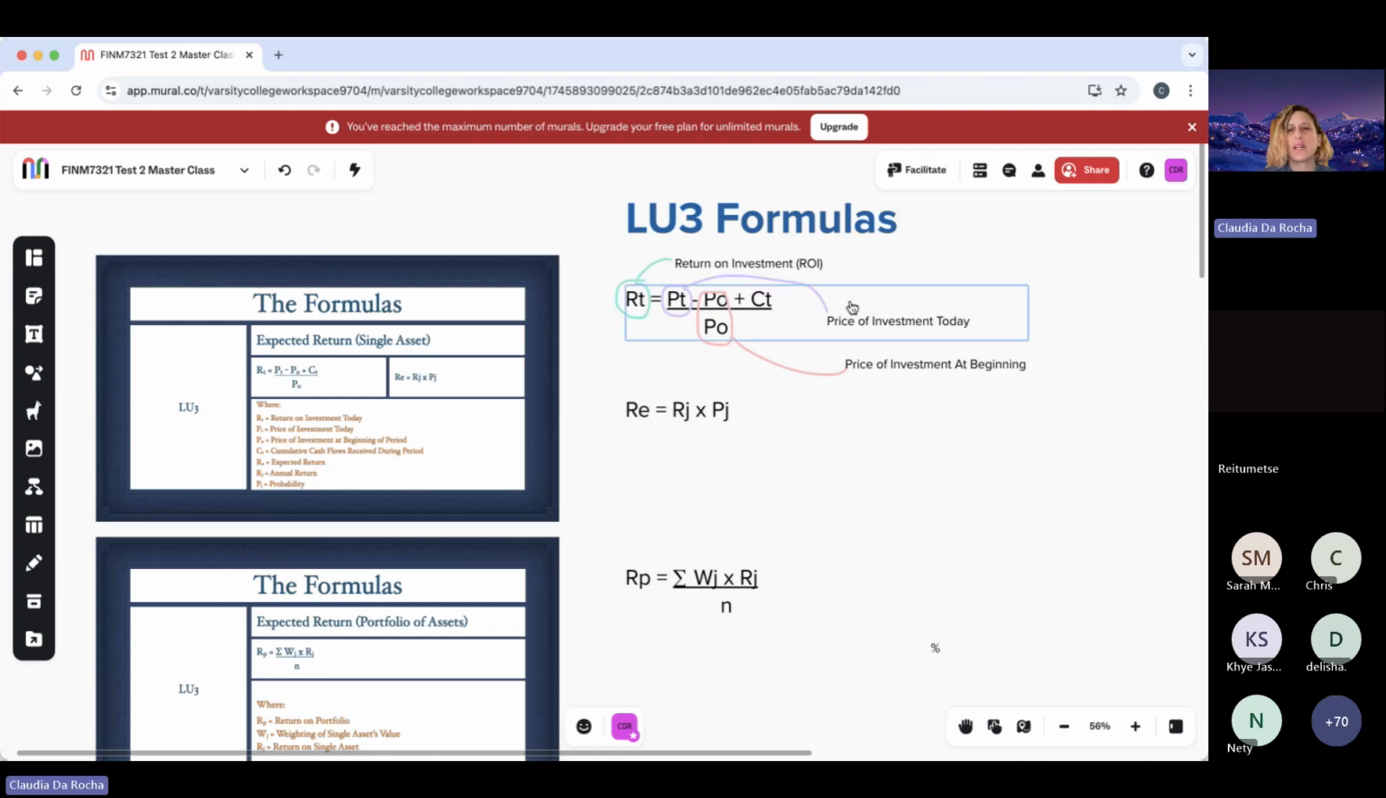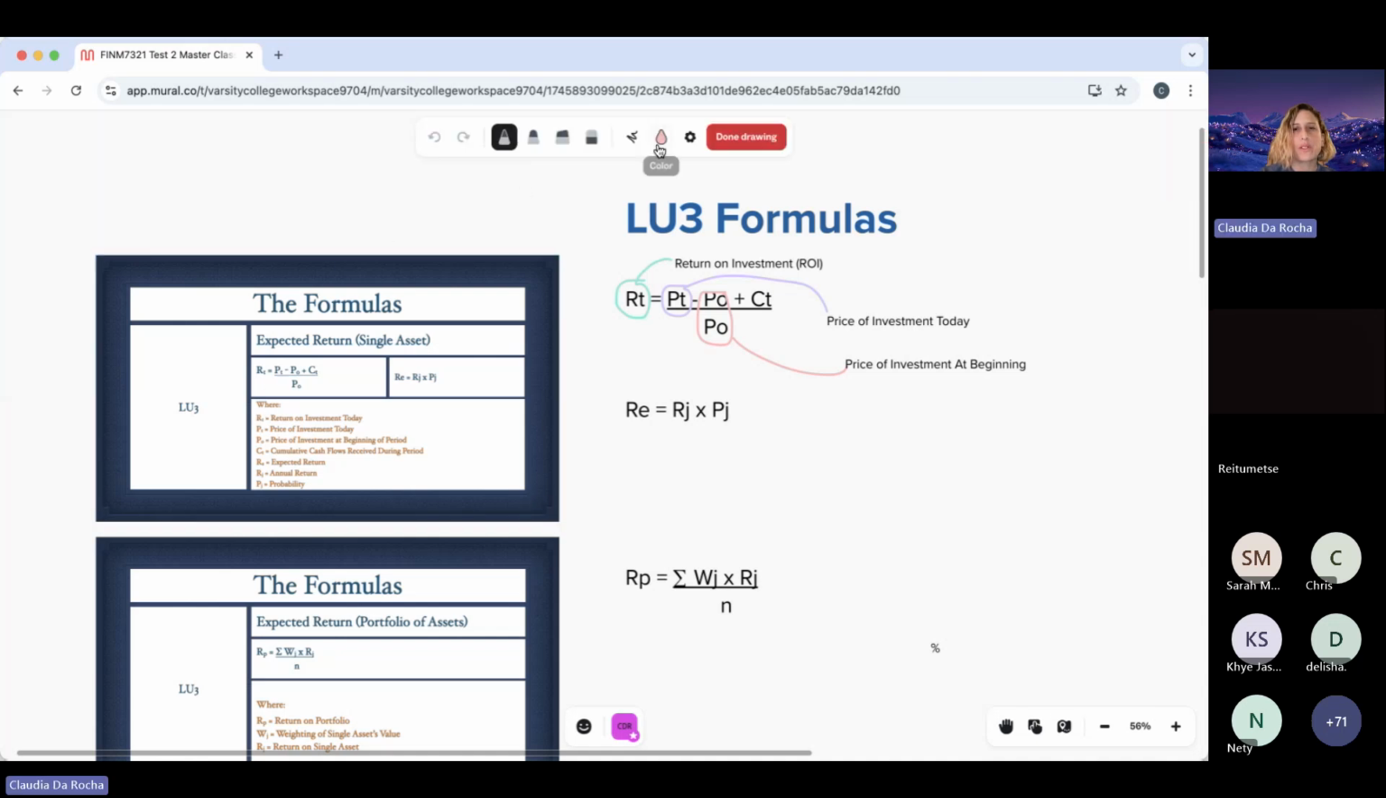Okay. And then CT being the cumulative cash flows. So what that means is based on the investment, what are you receiving from this investment? Are you receiving dividends? Are you receiving annuities? So what are you receiving?